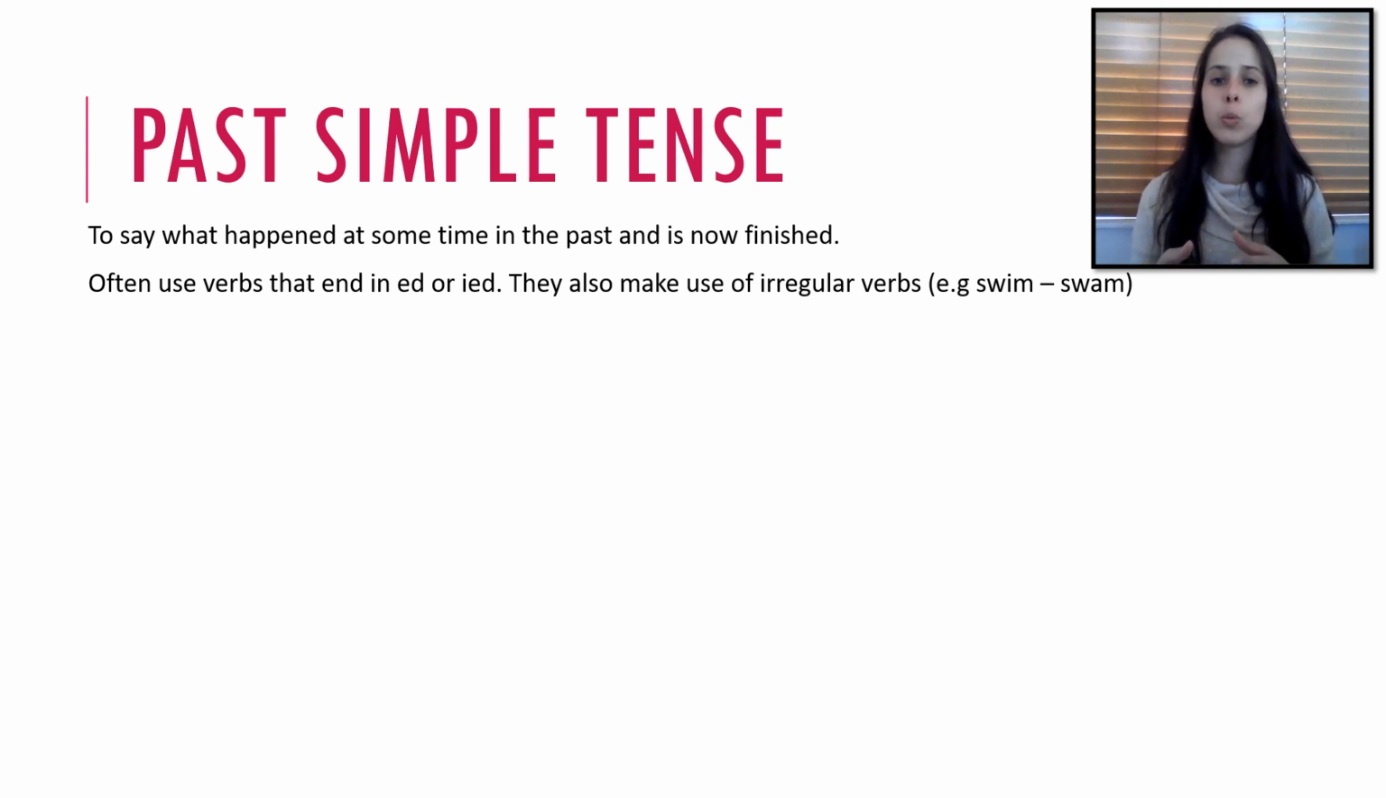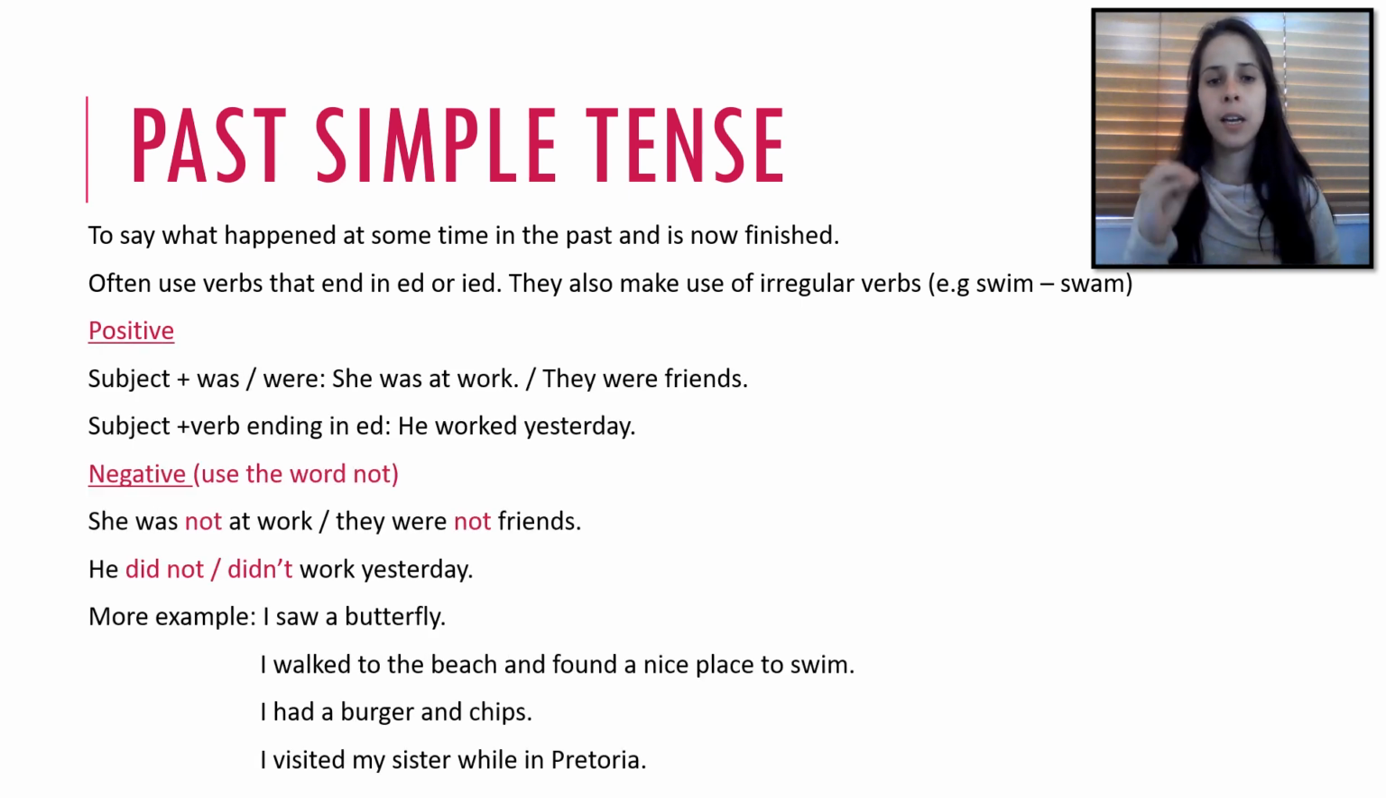Okay, so this is what a past simple tense sentence will look like. I often take the subject, then I can add was or were, either one. So my example is, she was at work, they were friends. Those are 2 examples. Or like I said above, it can end in ed or ied. So I can have my subject and then my verb. He worked yesterday. Okay. For the negative, basically all you're doing is adding not. So she was not at work. I've taken the exact same examples from the top. And they were not friends, or he did not or didn't work yesterday.